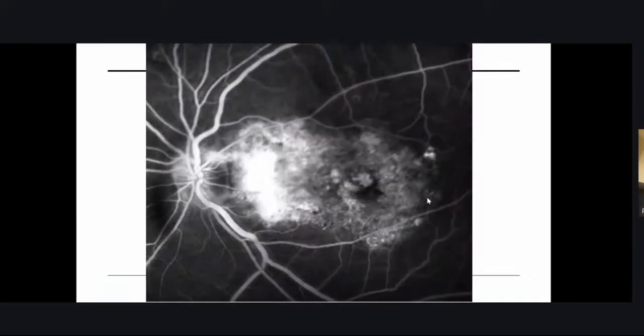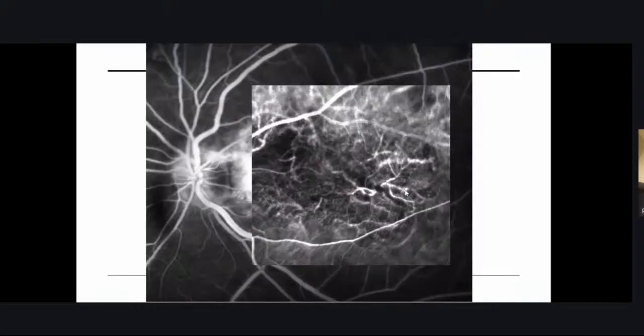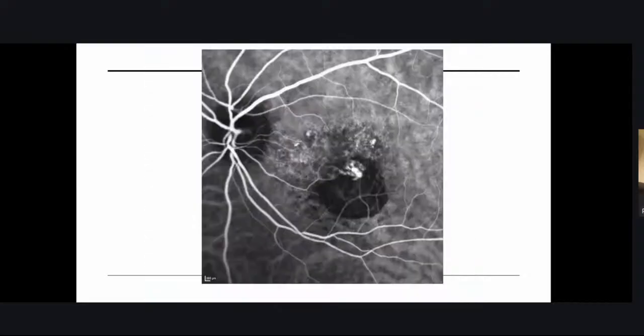Sorry, I'm trying to show you the lesion if we juxtapose it. You can overlap the image and see how the images line up. You can see how the images line up very nicely. Now this is another case, another example.